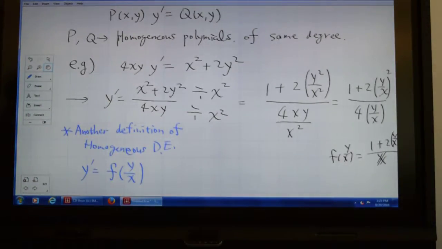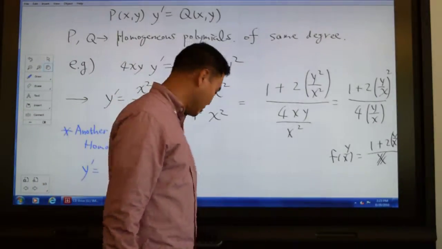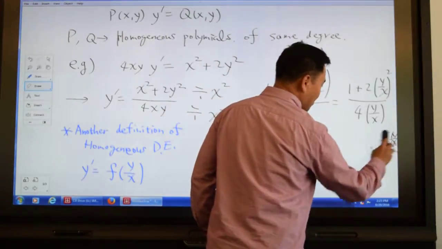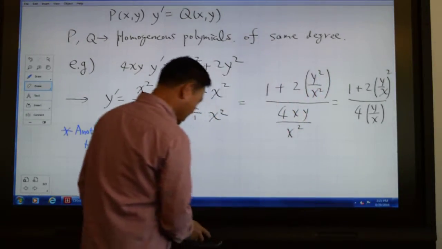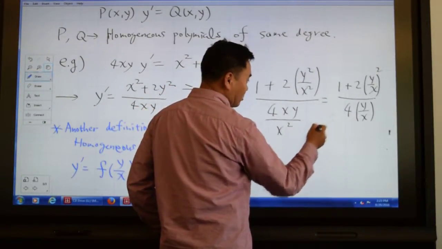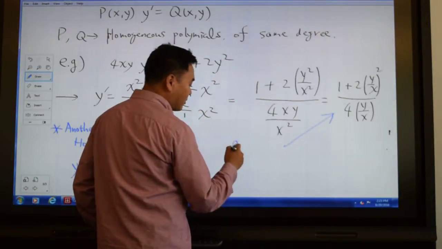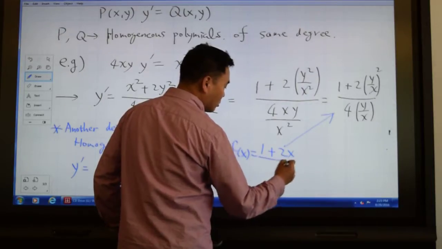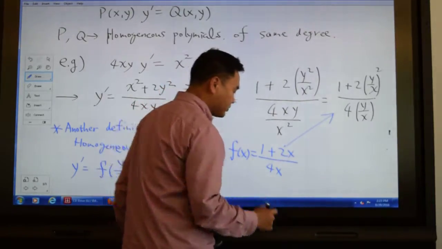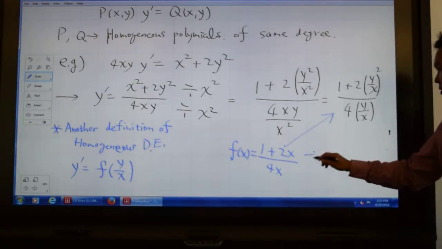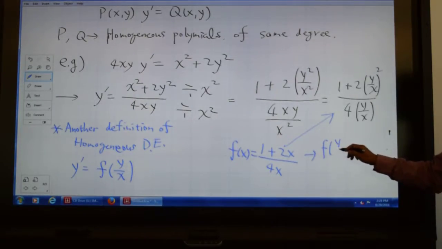Okay, let me write this again. What I'm trying to say is that this one is equivalent to, if you had f of x equal to 1 plus 2x squared over 4x, then think about what f of y over x would be.